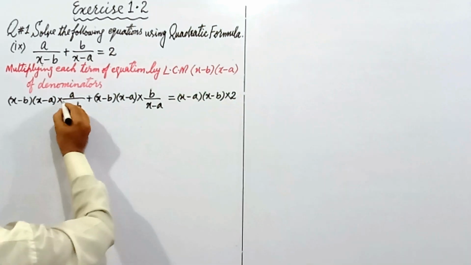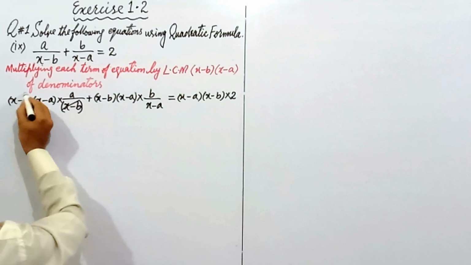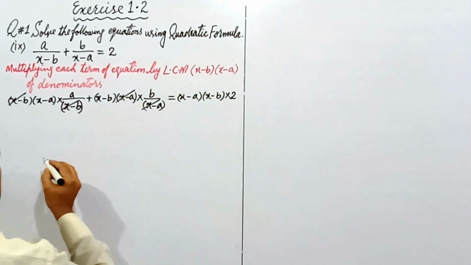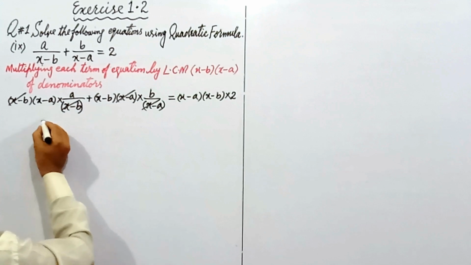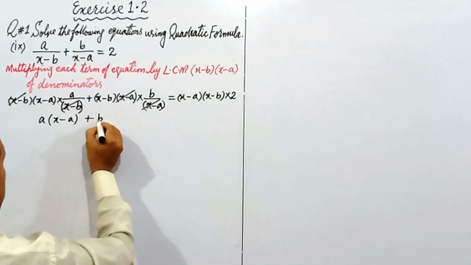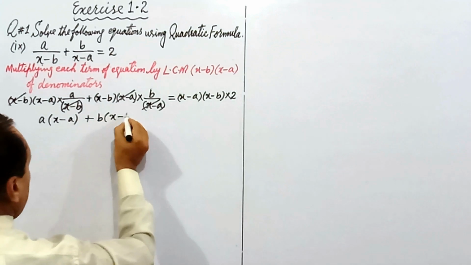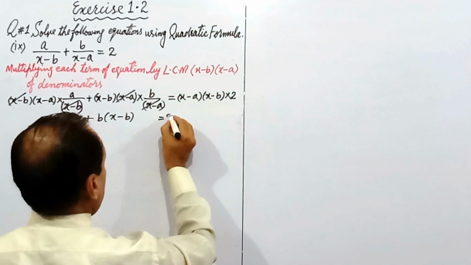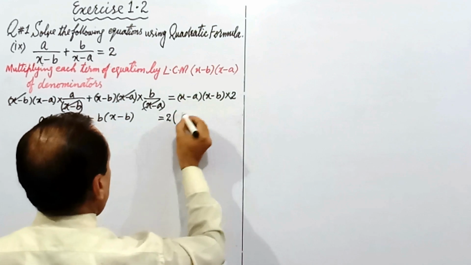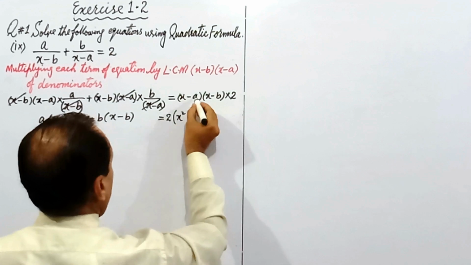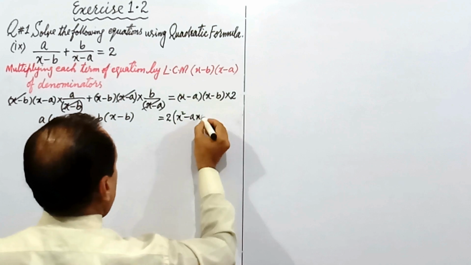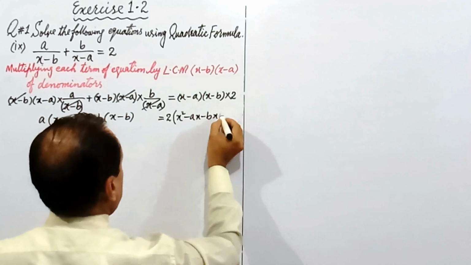In the next step, x minus b is cancelled by x minus b, x minus a is cancelled by x minus a, and we simplify as a into x minus a plus b into x minus b is equal to 2 multiplied by the product: x into x, x square, minus a into x, minus ax, x into b, minus bx, minus minus plus ab.